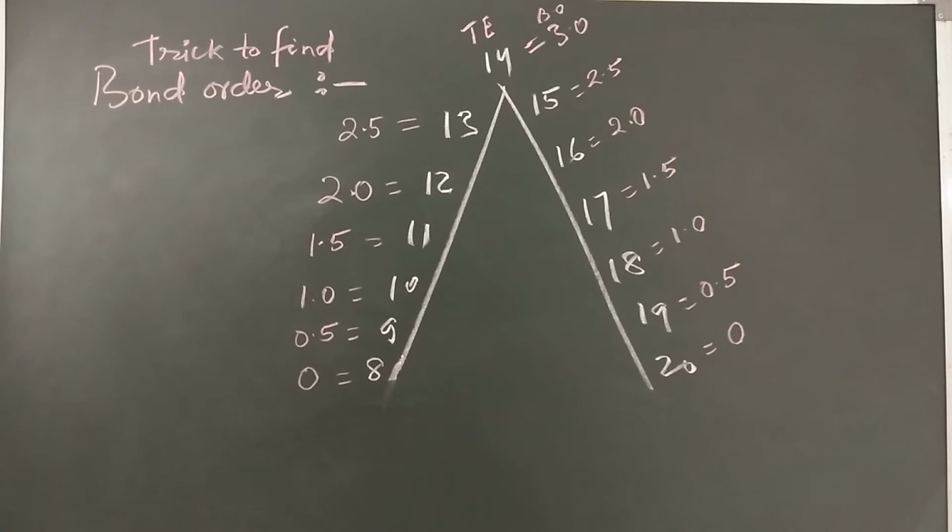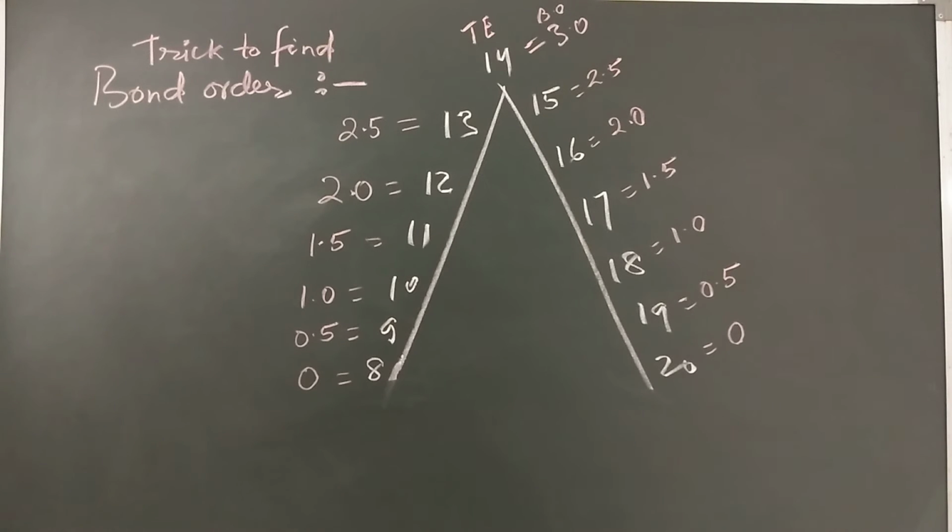This trick is generally obeyed for species where the electron number ranges from 8 to 20. So keep this in mind that these vary from 8 to 20.